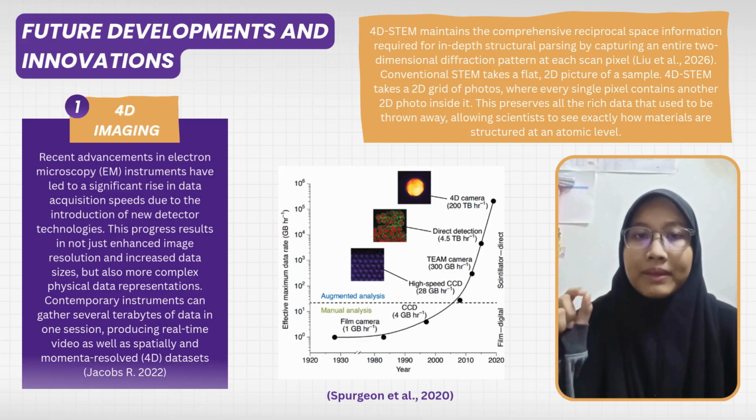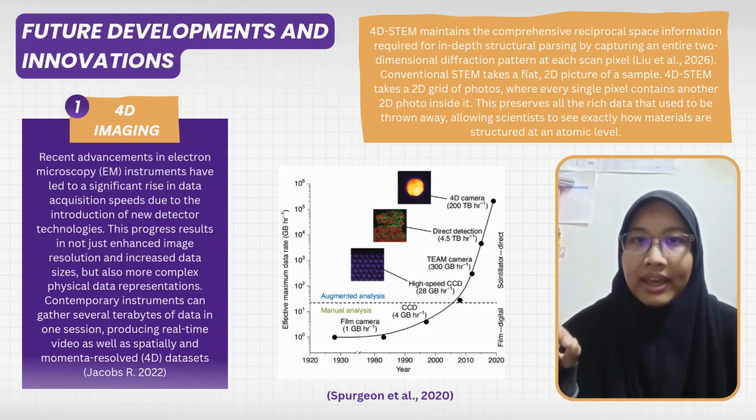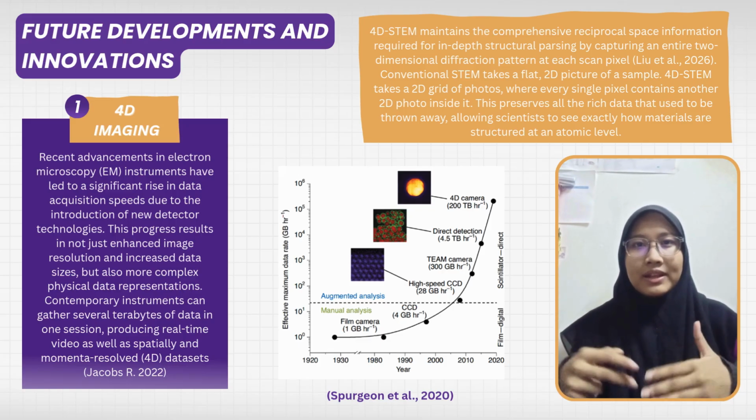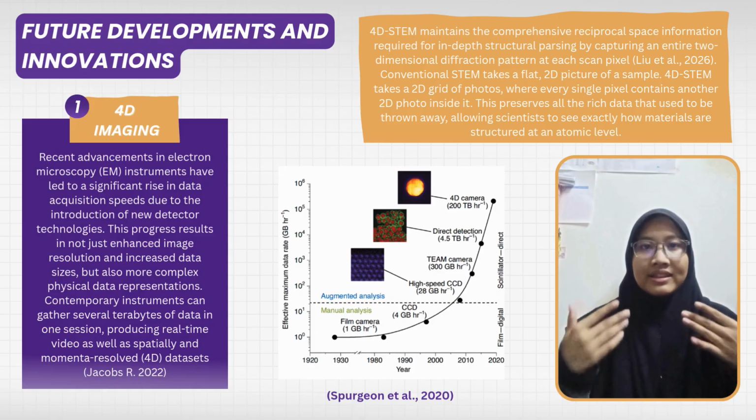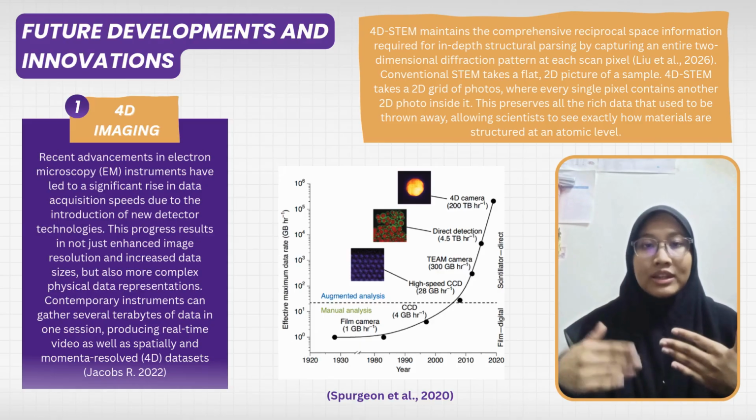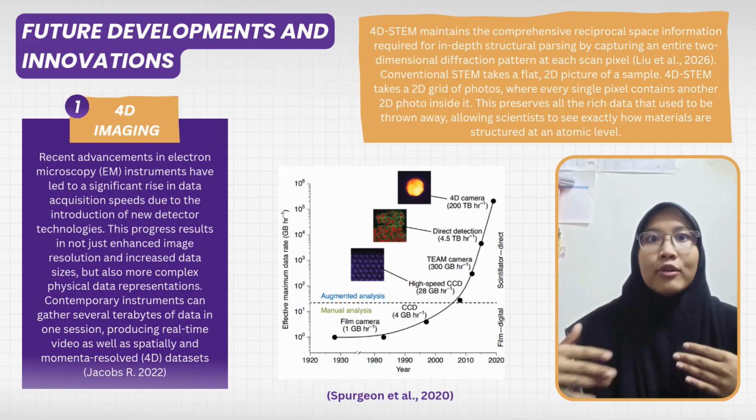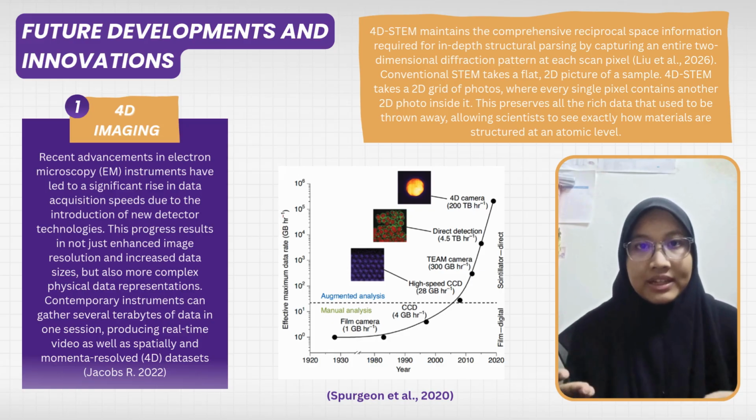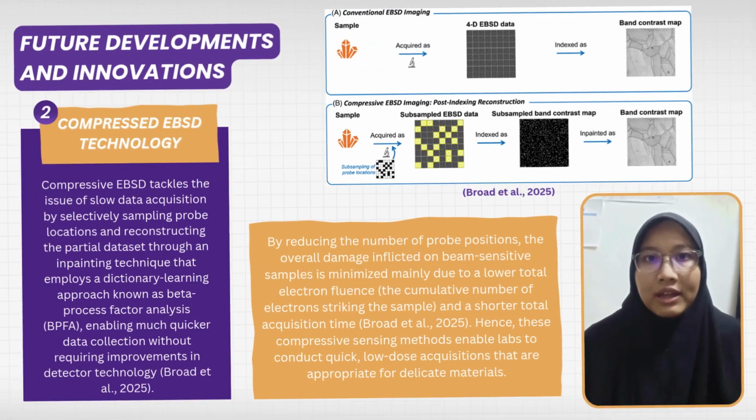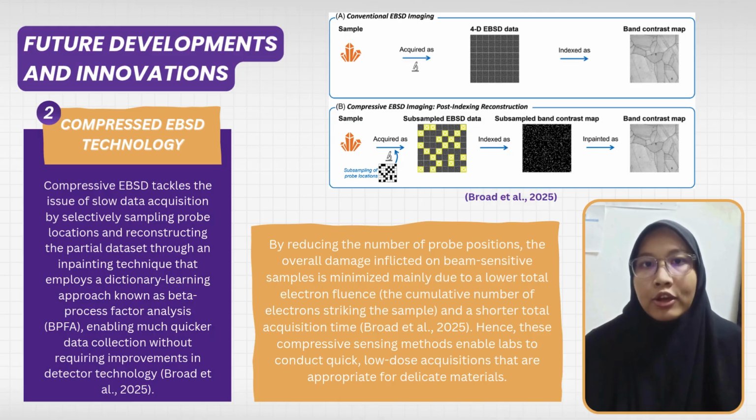If you see the picture in this slide, we can understand how the development has changed since the 1920s until 2020, by which we have already achieved the 4D camera that allows us to capture 4D imaging from electron microscope. Now, let's move on to the second one, compressed EBSD technology.